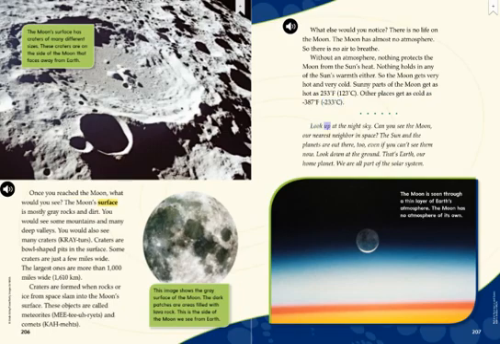Look up at the night sky. Can you see the moon, our nearest neighbor in space? The sun and the planets are out there too, even if you can't see them now. Look down at the ground. That's Earth, our home planet. We are all part of the solar system. The moon is seen through a thin layer of Earth's atmosphere. The moon has no atmosphere of its own.